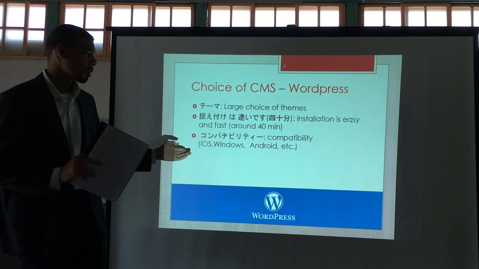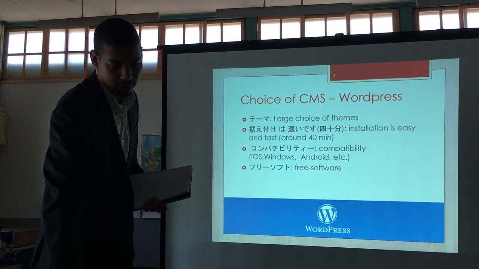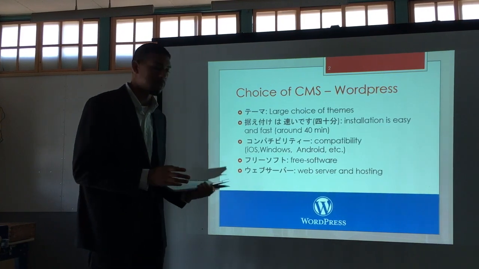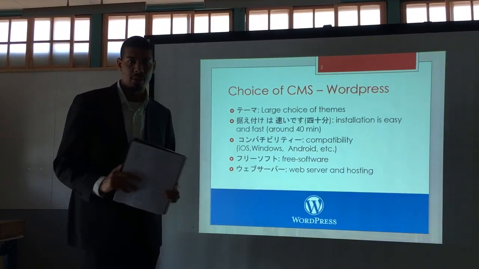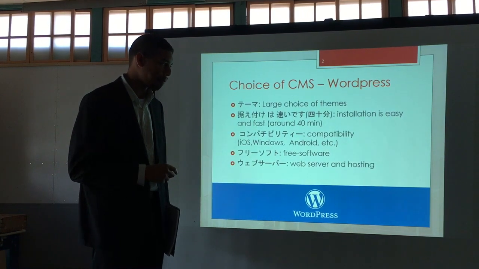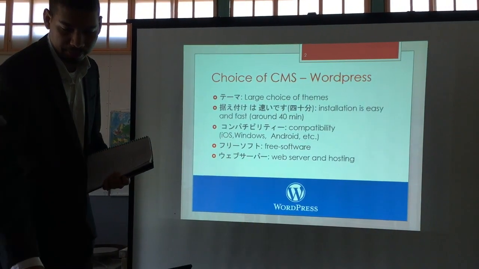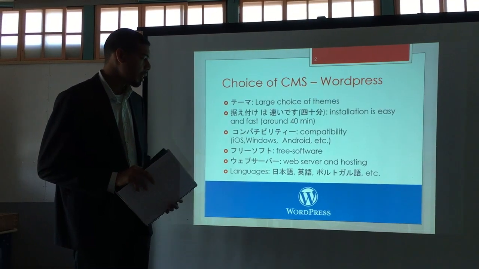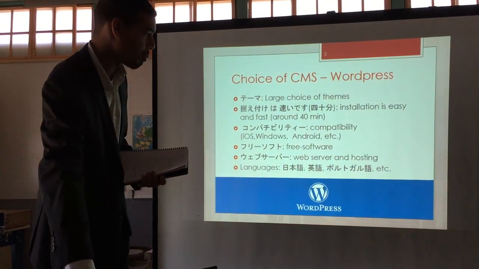Compatibility: yes, it works with everything, iOS, Windows, Android for phones and things like this. It's free software. The only thing you have to pay for is the web server and hosting to use WordPress. But since you have the other web page, Kouraku.jp, we can use the same tool. I will just need the code access to the web server and hosting to install it, but we'll talk about it later. And WordPress is available in many languages, Japanese, English, Spanish, and many others, so it won't be a problem.